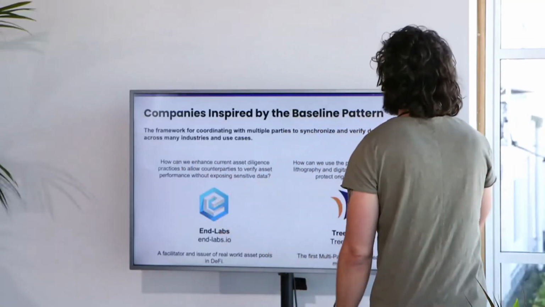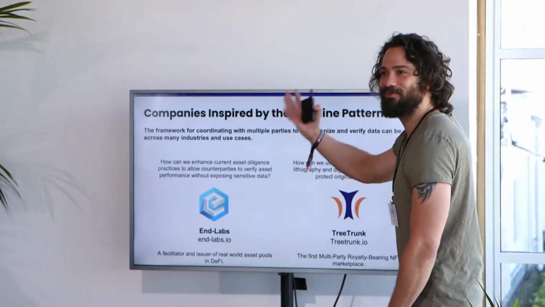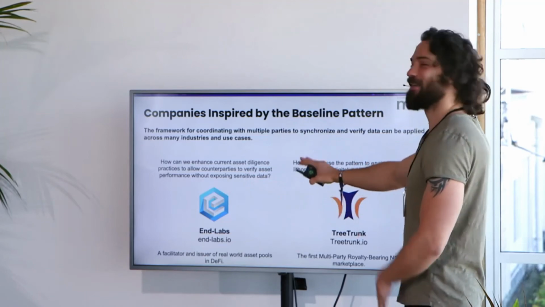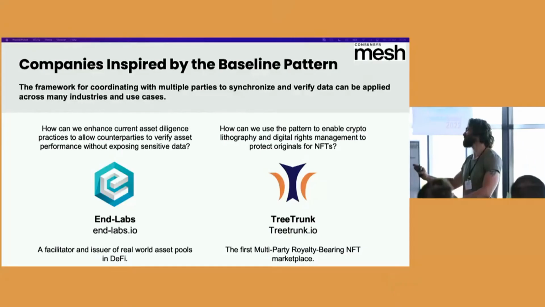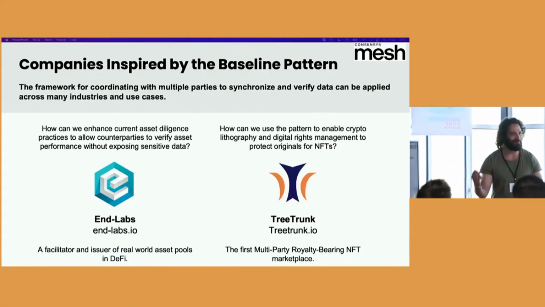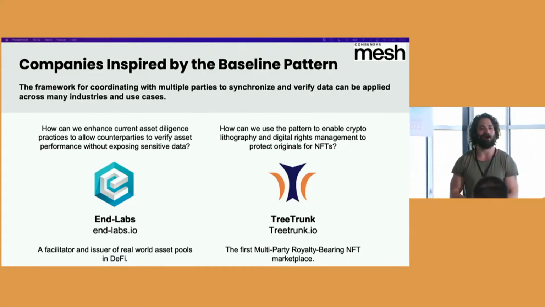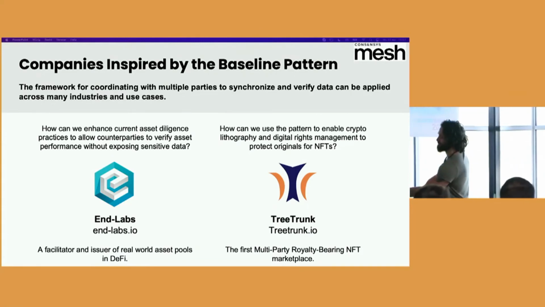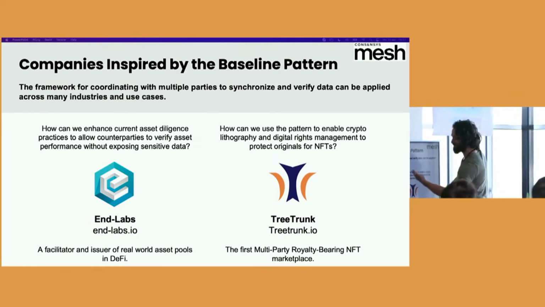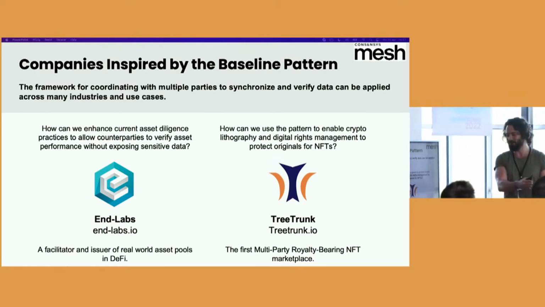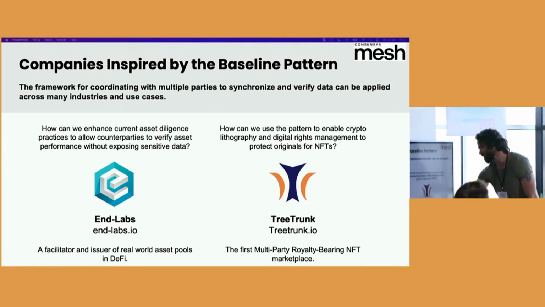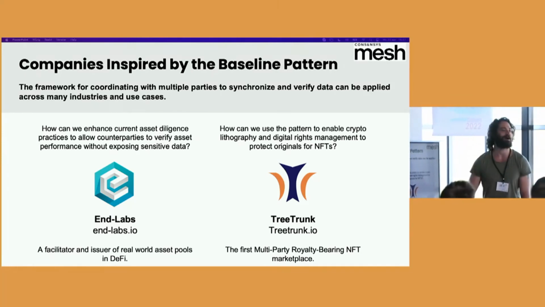And of course, if anybody's been paying attention to any of the baseline shows or any time John is on anything at all, this is the question: how can we use the pattern to enable cryptolithography and digital rights management to protect originals for NFTs? That was the question that John was asking, which I think is a little easier to digest than the other one of how did you come to that, what thought process led you to that point. And this has led to, of course, treetrunk.io, the first multi-party royalty-bearing NFT marketplace.